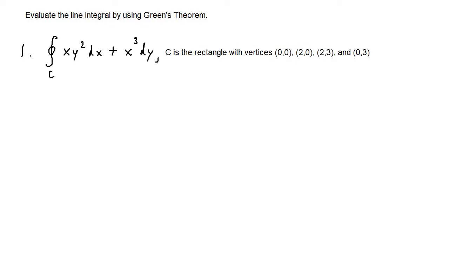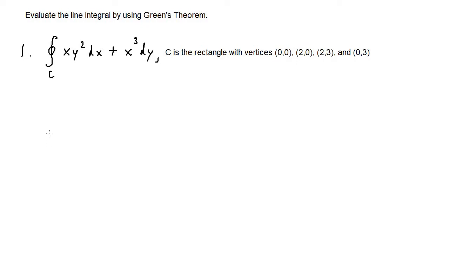So for number one, we have the line integral along C of xy squared dx plus x cubed dy, and C is the rectangle with vertices (0, 0), (2, 0), (2, 3), and (0, 3). Notice we do have that symbol in the middle of the integral, so it already tells us that C is positively oriented.